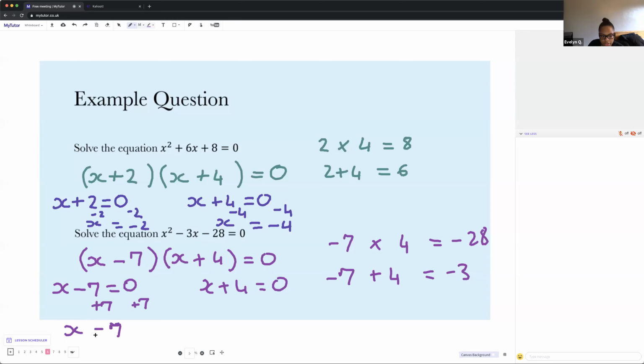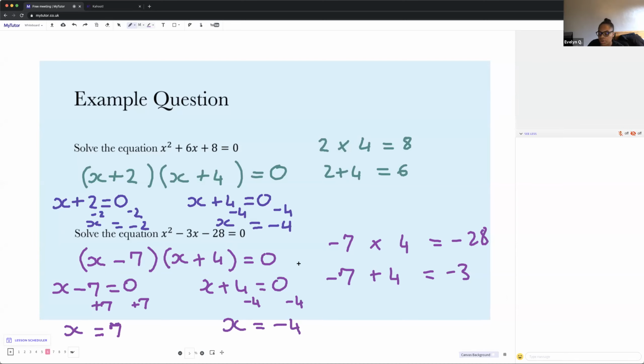Oops, pen's gone a bit funny. And then on the right equation, I subtract 4 on both sides. So it'll be x equals -4. So you should get x equals 7 and x equals -4. So some of you got the negative numbers switched around. So some of you said -7 and 4. Make sure you finish your equation by solving it, so setting each bracket equal to 0 rather than just taking those numbers that are in the brackets.